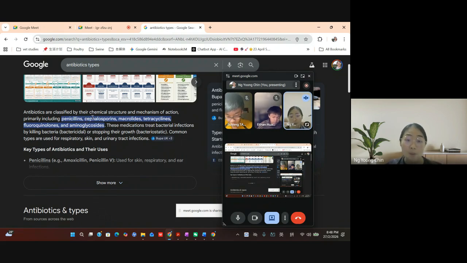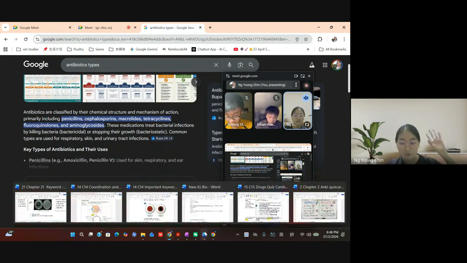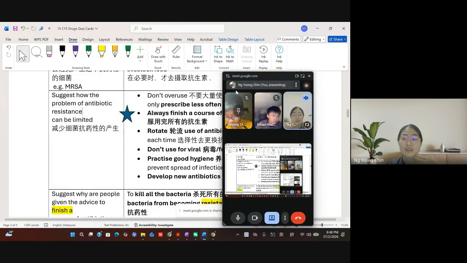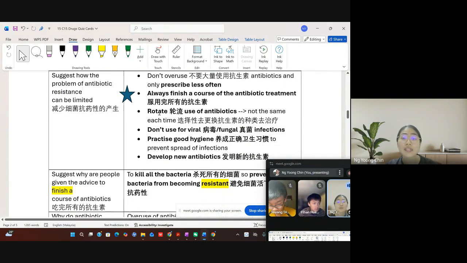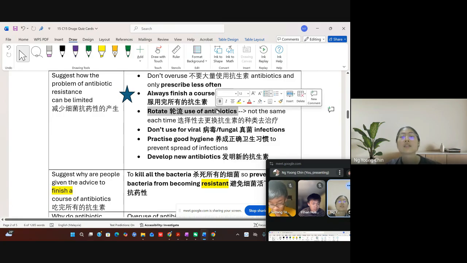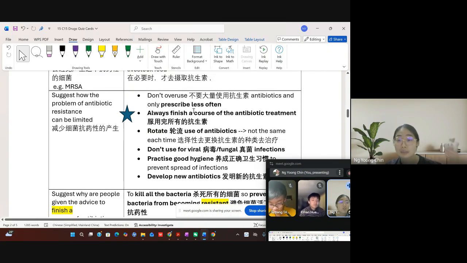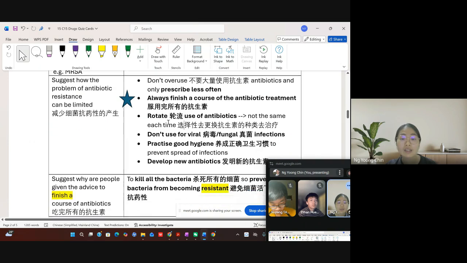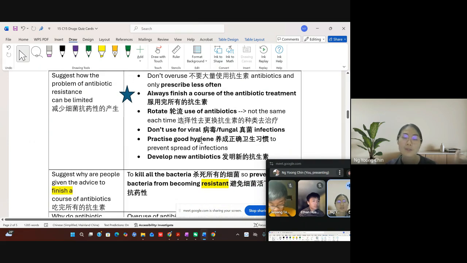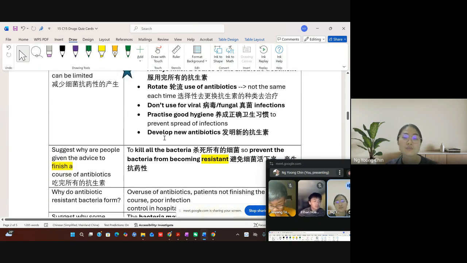For example, cephalosporin or macrolide, other types of antibiotic. For the exam, just remember this: you should rotate the use of antibiotics. You cannot use the same type of antibiotic to treat the disease, because you want to avoid developing resistance. You should always finish a course of antibiotic treatment, and you should not overuse the antibiotic. Only use it when you need it. Practice good hygiene, and develop new antibiotics.